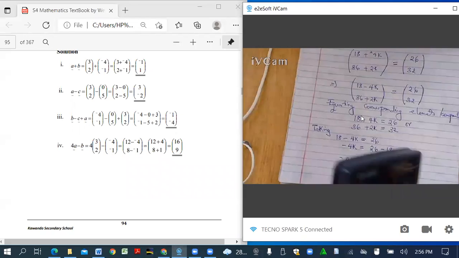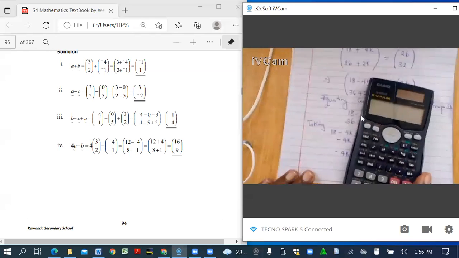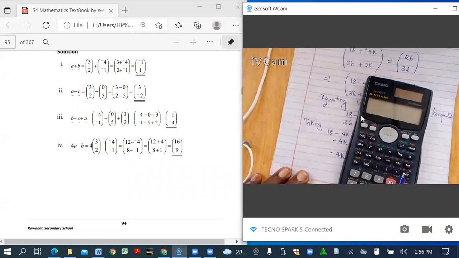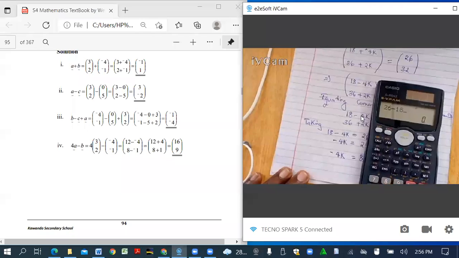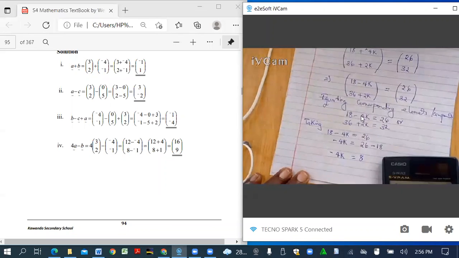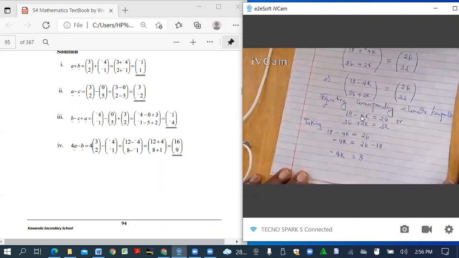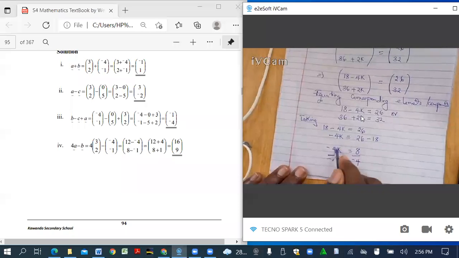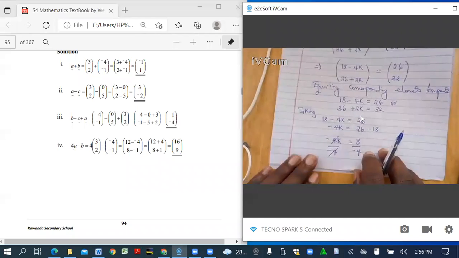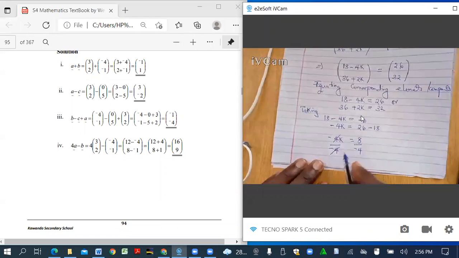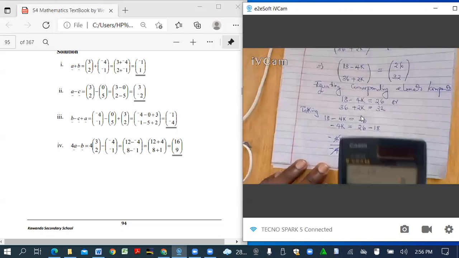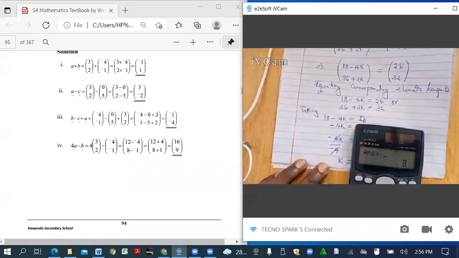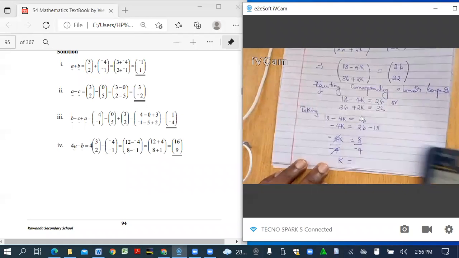I said, if you are not sure, pick your calculator, okay? 26 minus 18. Ready? Have you pressed yours? What do you get? Mine is 8. So divide all through by negative 4. Negative 4 and negative 4 cancel, not so? So we remain with K equals to, what is the answer? Negative 2. Dividing by negative 4, we get negative 2.